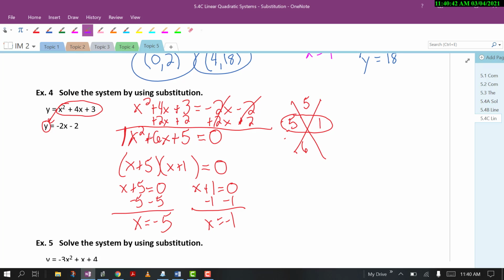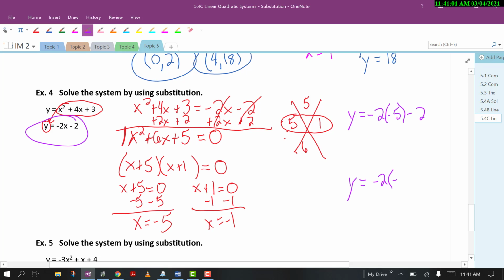And again, it's probably easier to use this second equation because it's already set equal to y. And we don't have squared, we only have two terms to deal with. So y equals negative 2 times x, or negative 5, minus 2. And y equals negative 2 times negative 1, minus 2. So let's just work through this. Negative 2 times negative 5 is positive 10. 10 minus 2, of course, is 8.